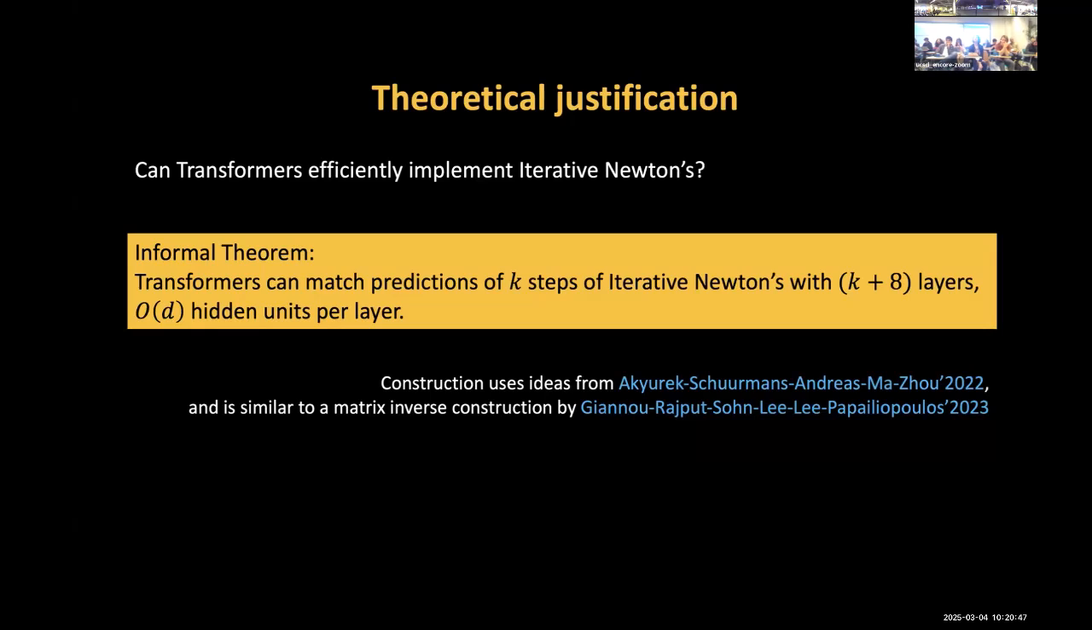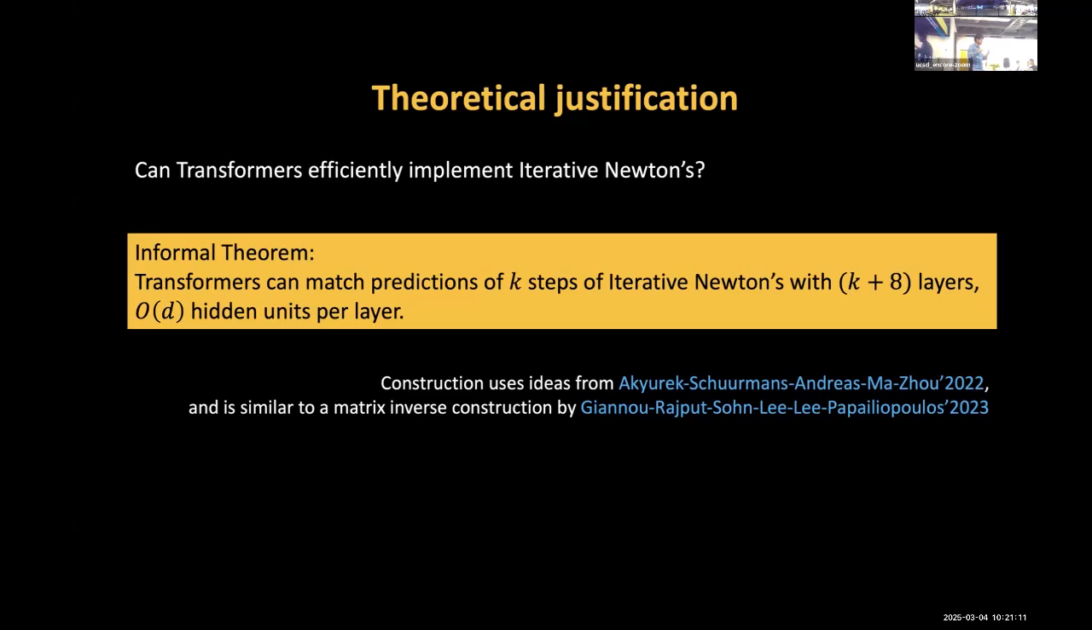And we show this is possible with some modifications to the architecture in terms of changing the attention. So we show that we can match k steps of Newton with about k plus 8 layers, and order d hidden units per layer. That corresponds to the linear relationship that we saw between the number of steps of Newton and the number of layers.